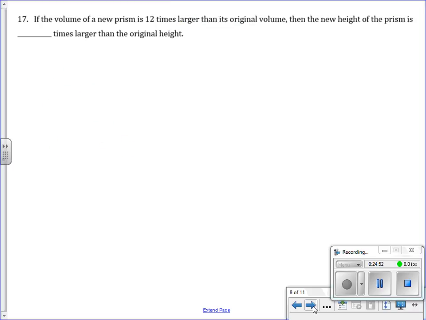If the volume of a new prism is 12 times larger than its original volume, then the new height of the prism is... And this is what I just said. It's also 12 times larger. Because remember, one thing is going to get changed. If one thing changes, like the length or the width or the height, then that makes my entire volume change by the same factor. When we're talking volume, it does not hold true for surface area.